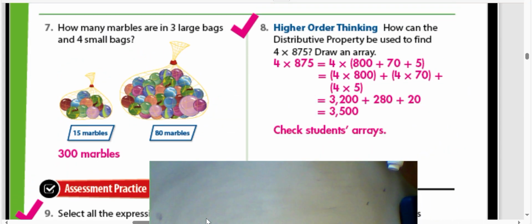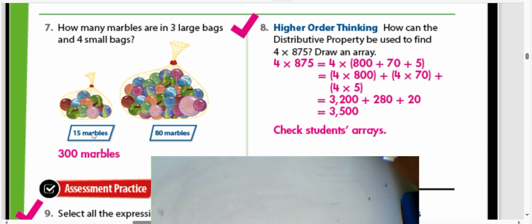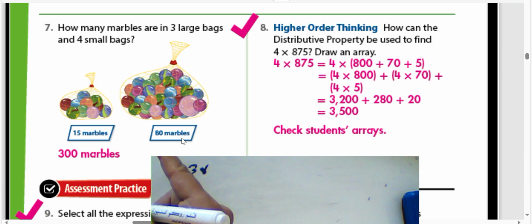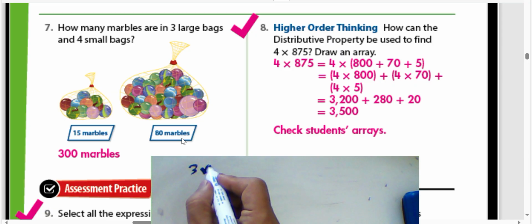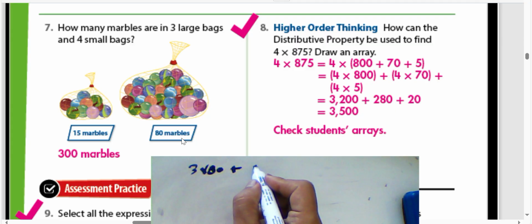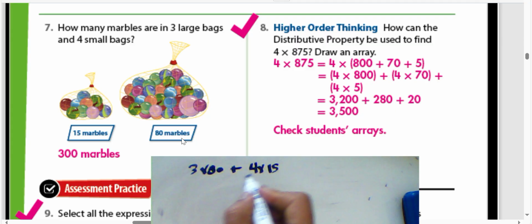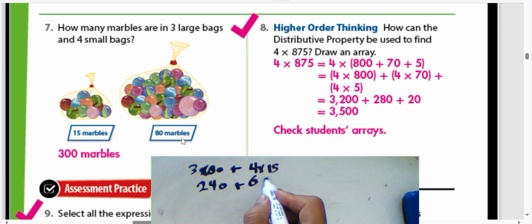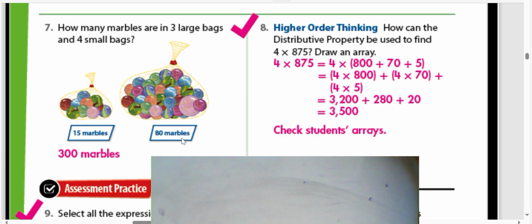Left hand side, 3 large bags, 4 small bags. We have 4 small bags and 3 large bags. 3 times 8 equals 24, and 4 times 15 equals 60. So the result here, we have 3 large bags. The large bag has 80 marbles. 3 times 80. And we have 4 small bags. Each bag contains 15 marbles. 3 times 8, write 0, and 3 times 8 is 24. And 4 times 15 equals 60. The sum equals 300. Then the number of marbles is 300 marbles here.